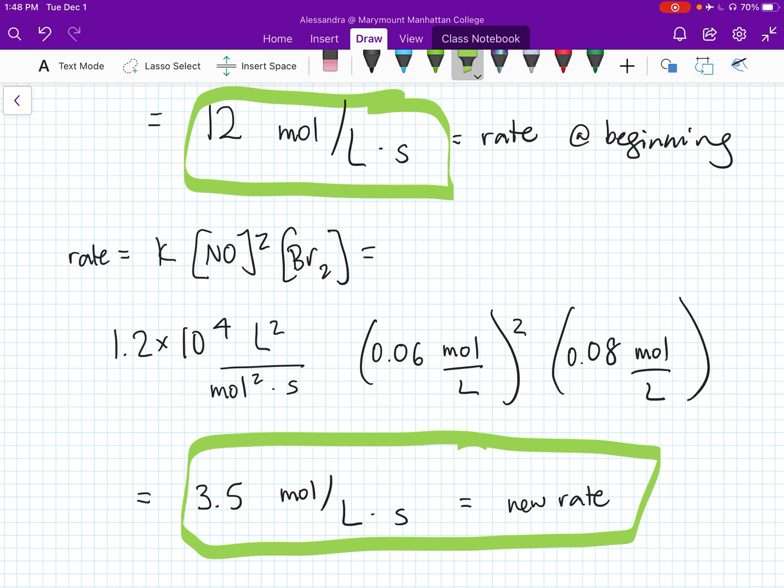So when you're doing these problems, remember, K is the rate constant. So K is constant throughout, but the rate itself is going to vary over the course of the reaction. The rate starts out high, and then as time goes on, the rate decreases as the reactant gets consumed.